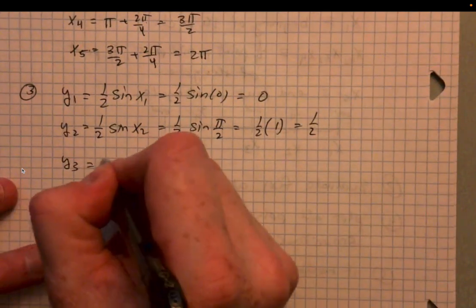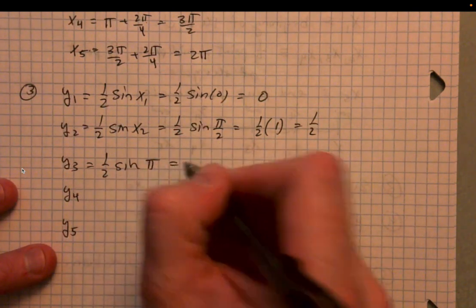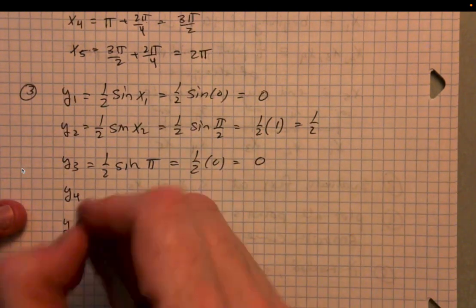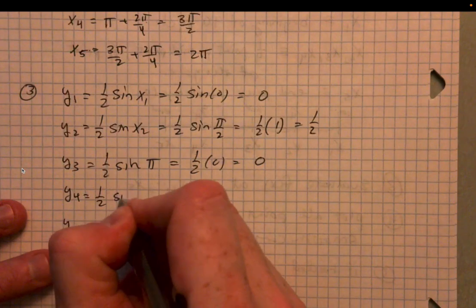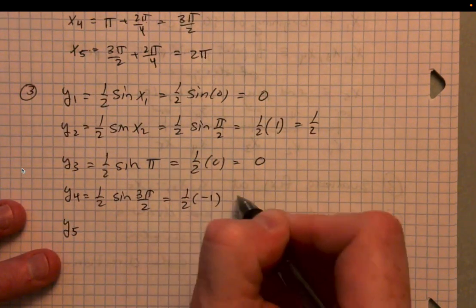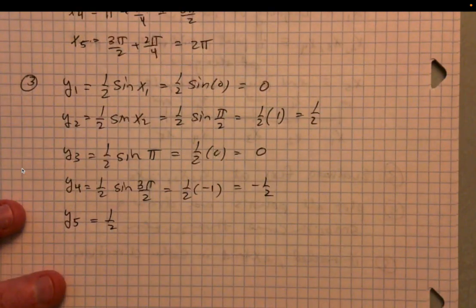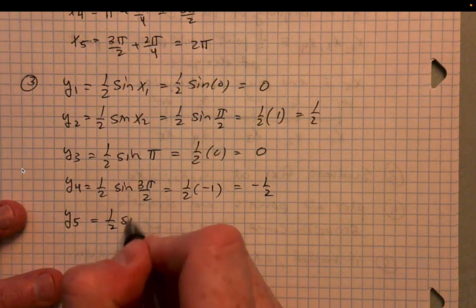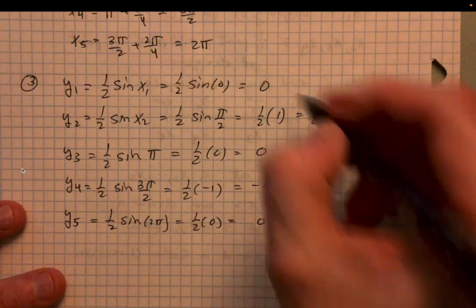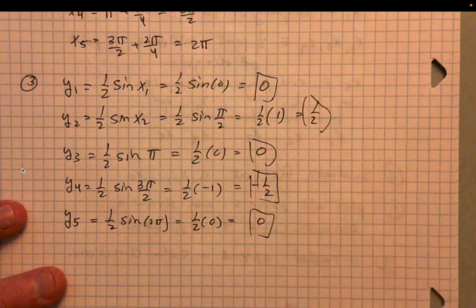Okay, then I get 1/2 sine of pi, which is 1/2 times 0, which is 0. And then I get 1/2 times the sine of 3 pi over 2, which is 1/2 times -1, which is -1/2. And then finally for y5, I get 1/2 times the sine of 2 pi, which is 1/2 times 0, which is 0, right? So here's my values of the function at the 5 numbers.